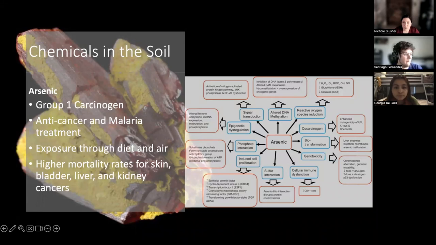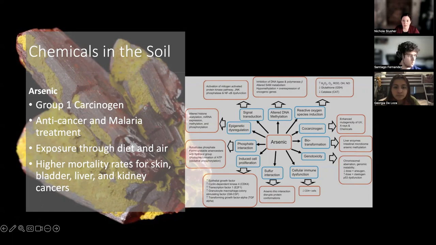Arsenic is a naturally occurring metal and a group 1 carcinogen found in pesticides and as a byproduct of industrial processes. It is also used as an anti-cancer treatment for acute promyelocytic leukemia and in the treatment of malaria. Diet is the largest source of exposure, but it can also be introduced through the air, and the severity of the health effects depends on exposure time and quantity. It has been associated with higher mortality rates for cancers of the skin, bladder, liver, and kidney in areas with notable levels of arsenic contamination in the soil.